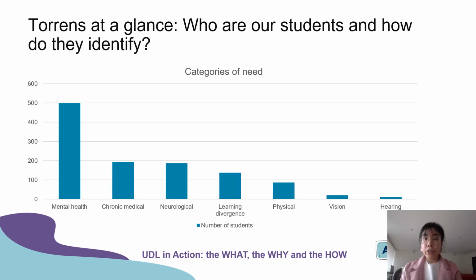Who are our students at Torrens University and how do they identify? As you can see from the chart, there is a wide diversity of needs that students disclose throughout their studies with us, ranging from mental health, chronic or medical conditions, neurological conditions, and many more. As you can also see, and as is aligned with the industry, the vast majority of students identify with a mental health condition. The other factor which is not captured in this chart is the wide number of students who actually disclose multiple conditions, which really goes to emphasize how much complexity is existing within the range of students who have accessibility needs.